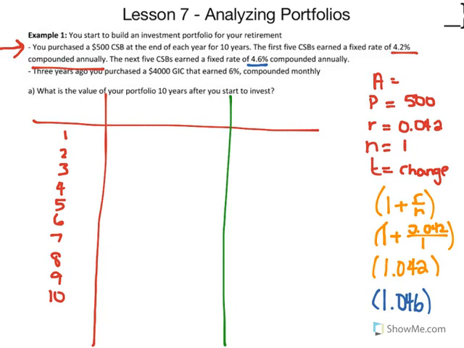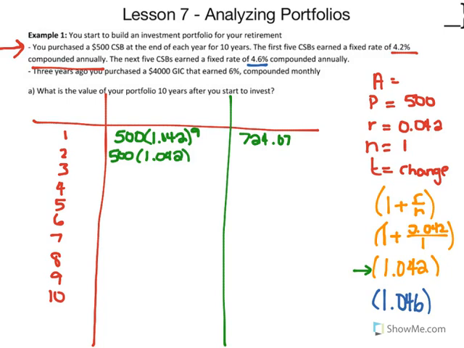So we're going to plug this into our compound interest formula. For the first year, we're putting $500 in at a rate of 1.042. And then we're going to do that for 9 years. Not 10 years, because you don't count the first year. So that's going to hold for 9 years. And when you type that into your calculator, you should get 724.07.